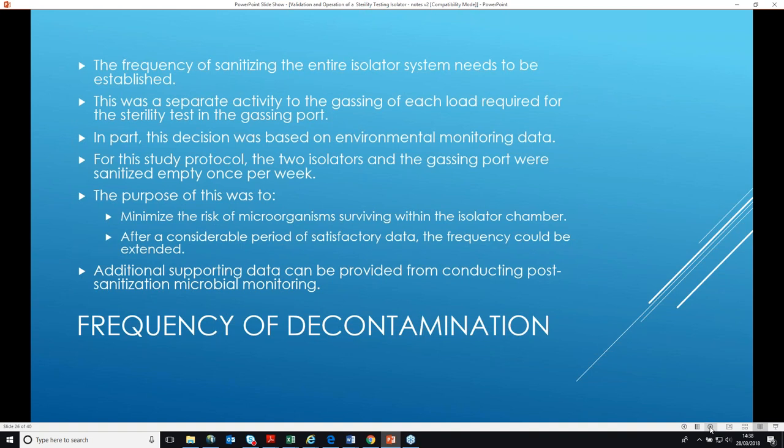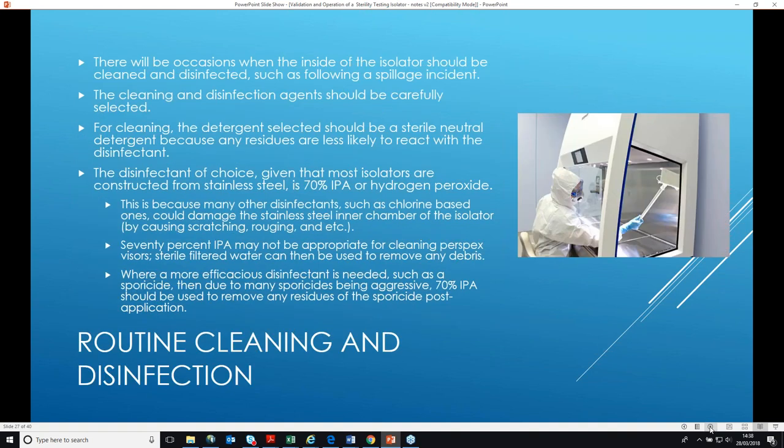Another factor to consider is how to approach cleaning and disinfection, because there will be occasions when the inside of the isolator needs to be cleaned and disinfected. So this may include a spillage incident. For this, the cleaning and disinfection agents should be carefully selected. For cleaning, the detergent selected should be sterile and ideally neutral, because that way any residues are less likely to affect or react with the disinfectant.